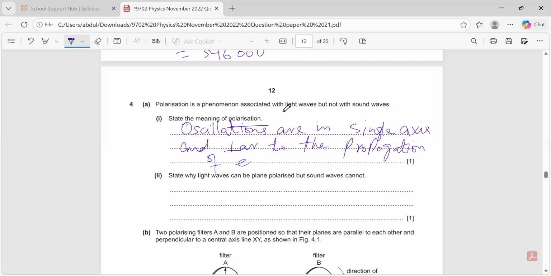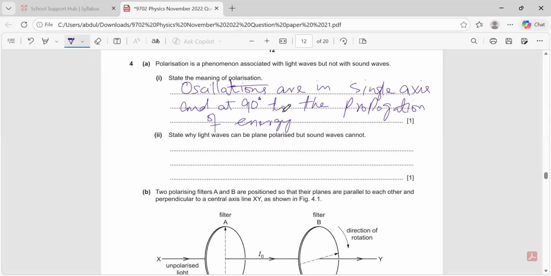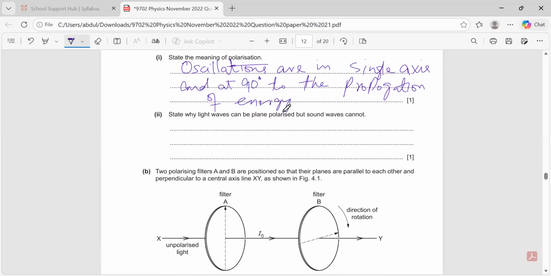The propagation of energy is the direction in which energy is transferred. Instead of writing perpendicular, you can write at 90 degrees to the direction of propagation. Now, why can light waves be plane polarized, but sound waves cannot?